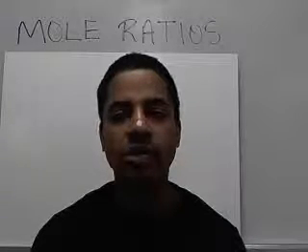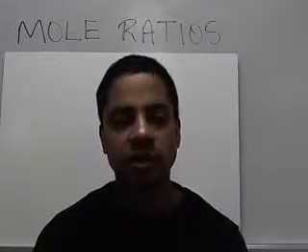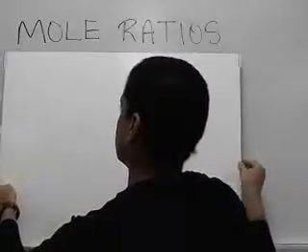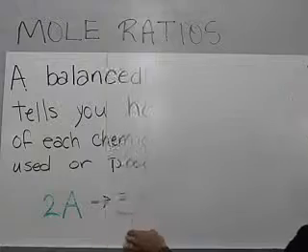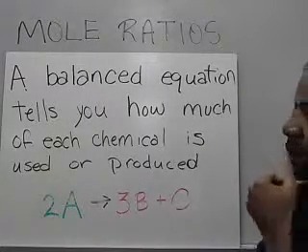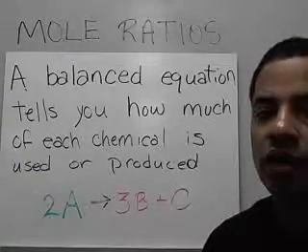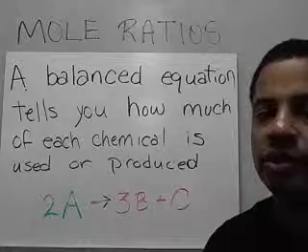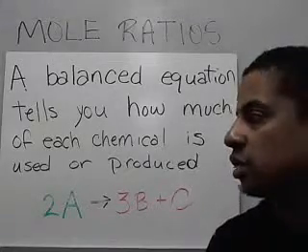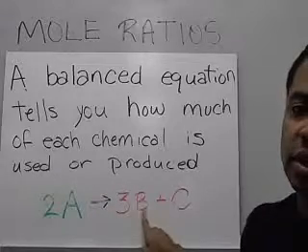I'm going to show you how to determine mole ratios using balanced chemical equations. When you have a balanced chemical equation, it tells you how much of each chemical is used or produced in a chemical reaction. So in this example, we see that it says 2A gives you 3B plus C.